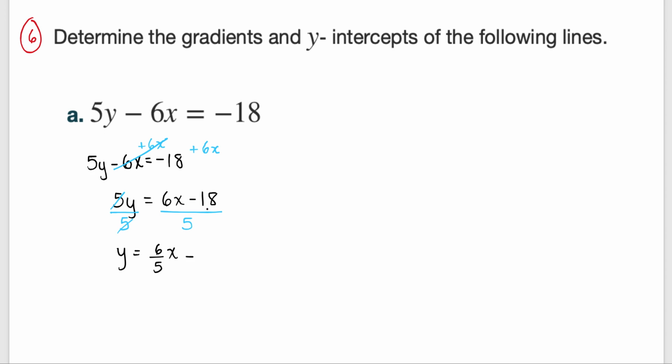take away 18 over 5. Now the gradient, I'm going to leave as this. I'm not going to change it to an improper fraction. The reason to do this is because I need the rise over run. And then my y-intercept, I am going to simplify this fraction because we always have to simplify and give it in lower terms, and I'm going to change it to an improper fraction.